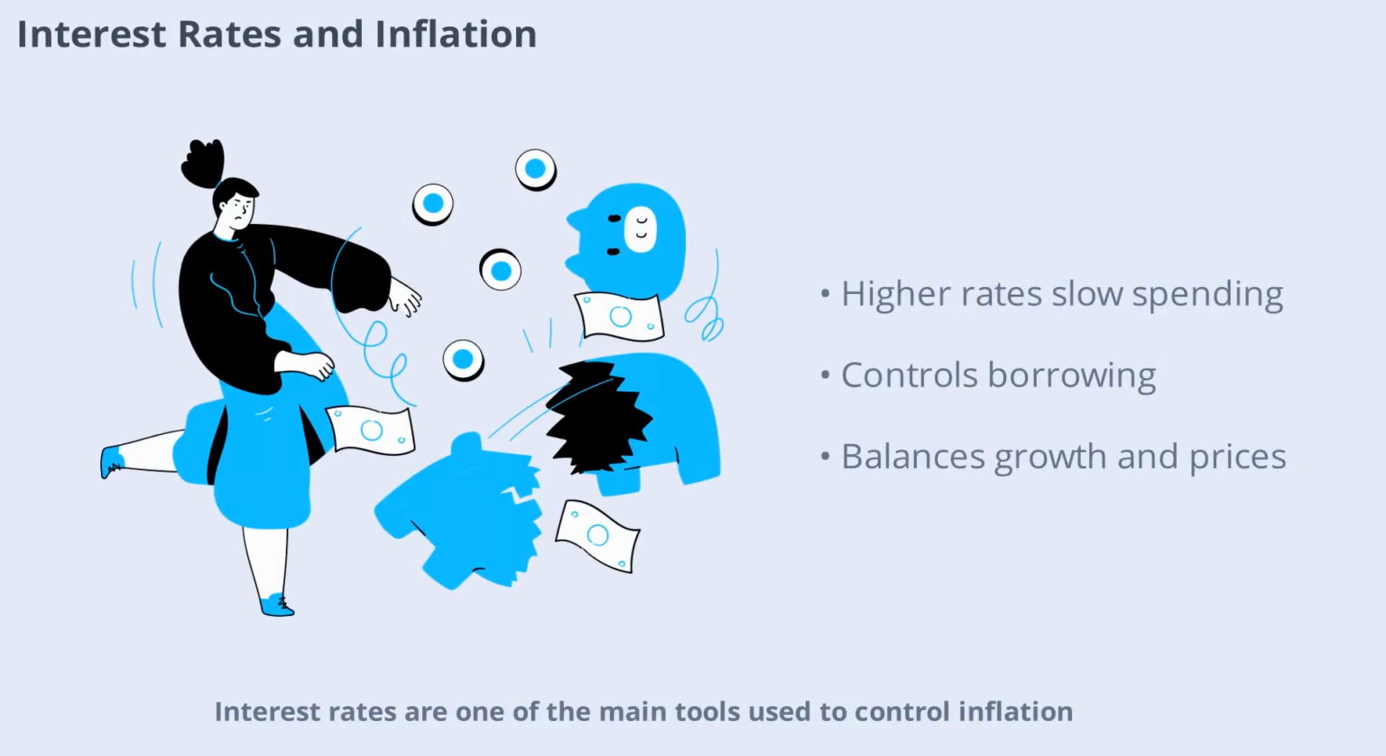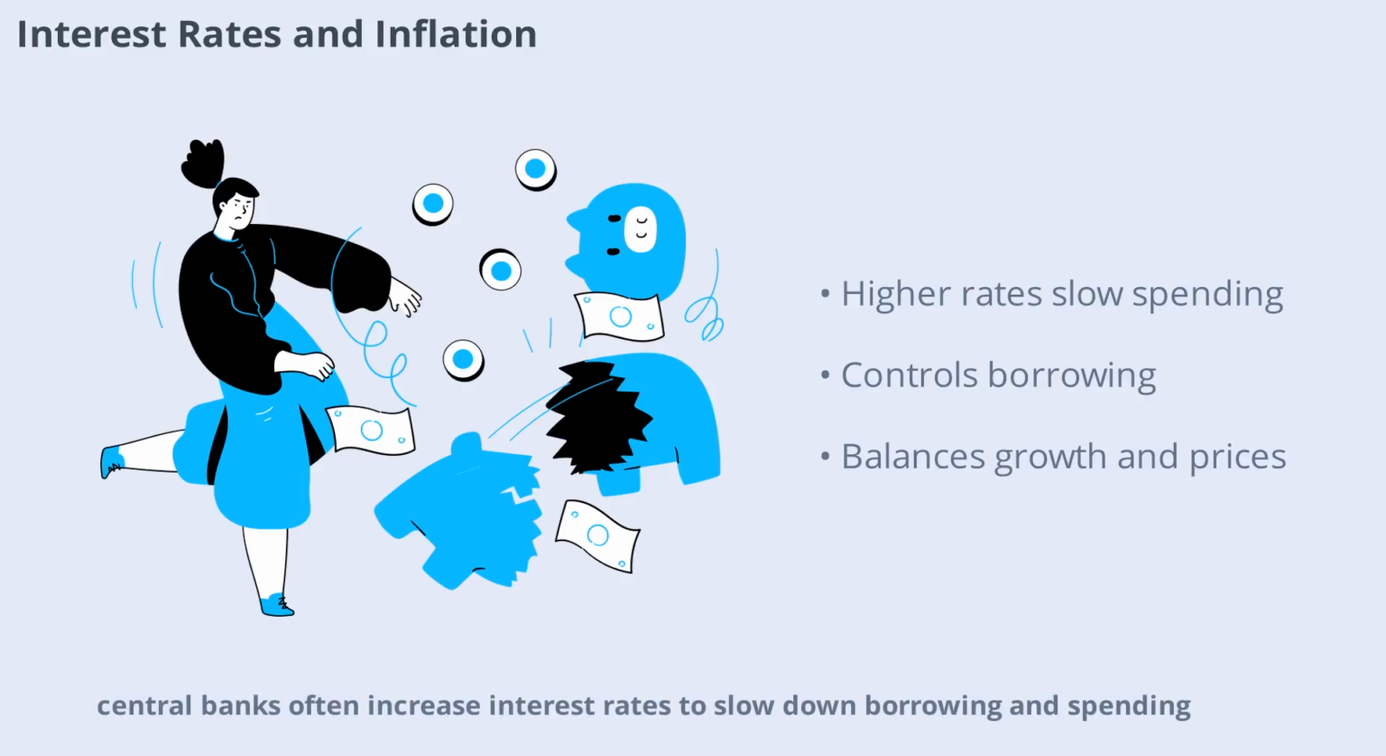Interest rates are one of the main tools used to control inflation. When inflation rises, central banks often increase interest rates to slow down borrowing and spending. Higher rates make loans more expensive, which can reduce demand and help bring prices down. However, raising rates too quickly can also slow economic growth, so finding the right balance is crucial.